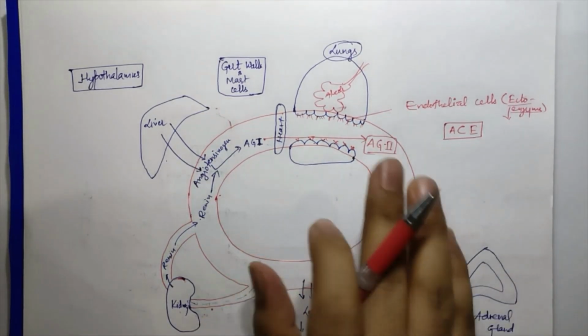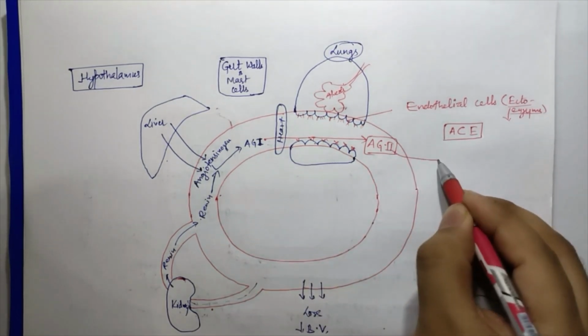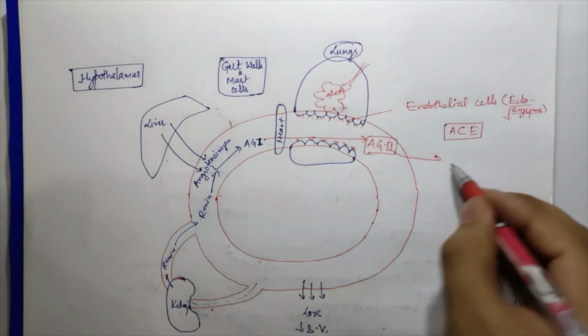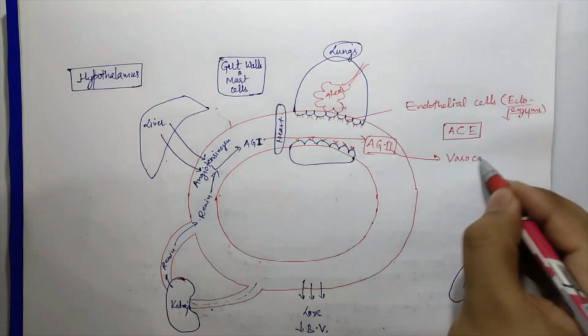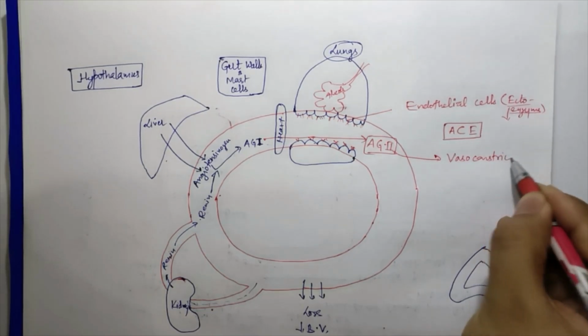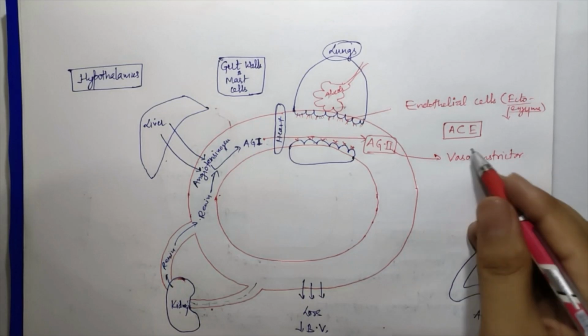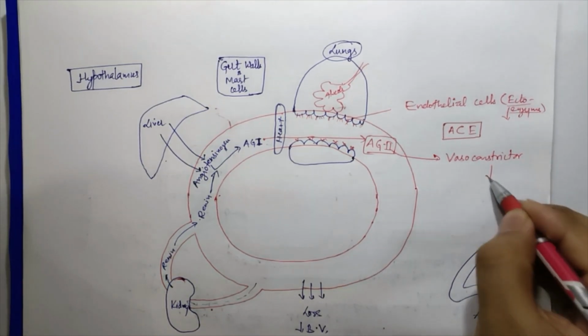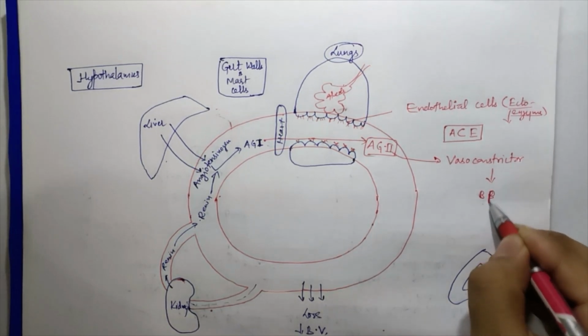And apart from this role, this angiotensin 2 has a major role as a potent vasoconstrictor, meaning it basically increases blood pressure.